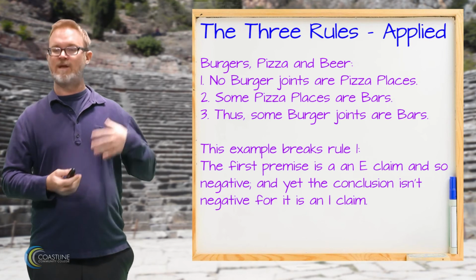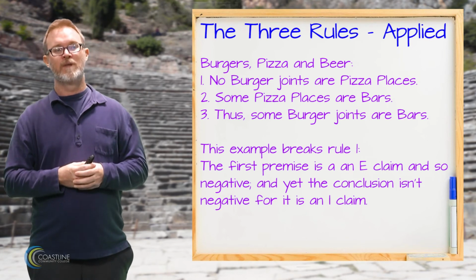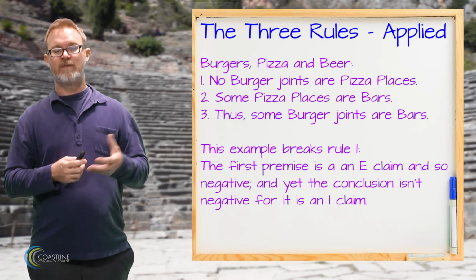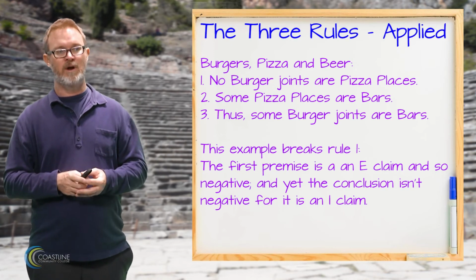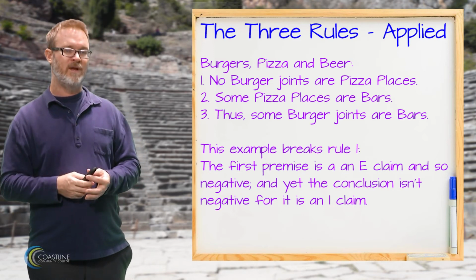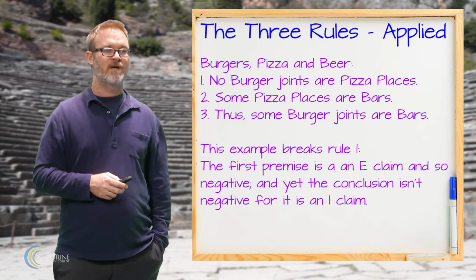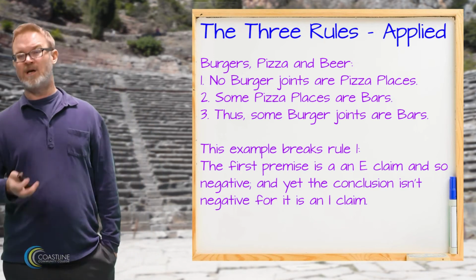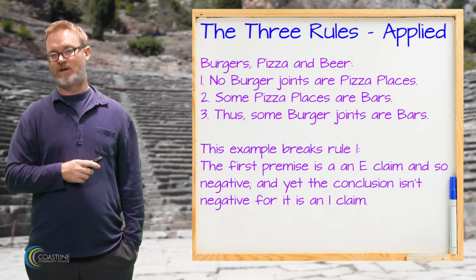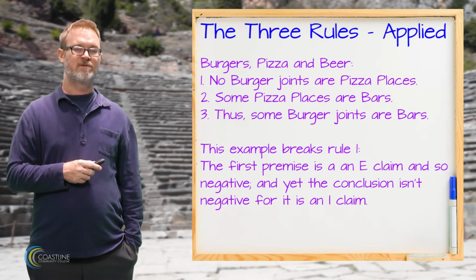So the first rule says that negatives must match. If you look here, our first premise says no burger joints are pizza places. That's a negative claim. It's an E claim, right? So then that means for rule 1 to pass, our conclusion must also be negative, right? And our conclusion is that some burger joints are bars, not a negative claim. So this one immediately fails rule 1, and so is invalid. It's invalid because it fails rule 1.